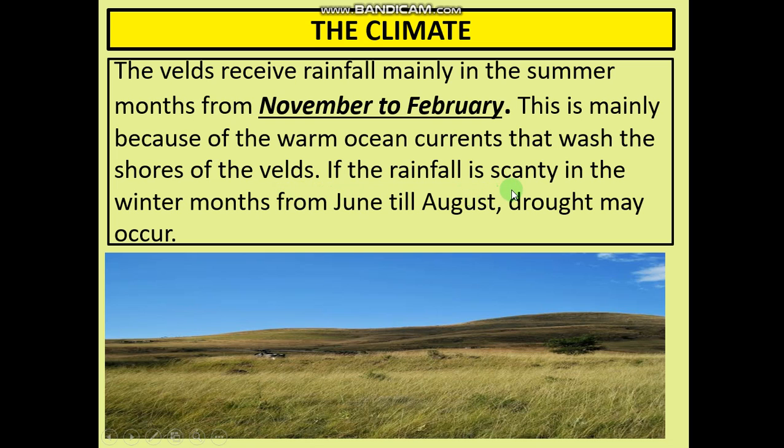If the rainfall is scanty in the winter months from June till August, drought may occur. And if the rainfall here reduces even a little, then what happens is that there is almost a drought situation there. That's why you must have heard that a lot of Africa is covered with the Sahara desert.